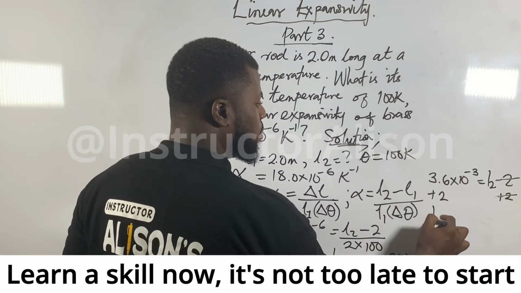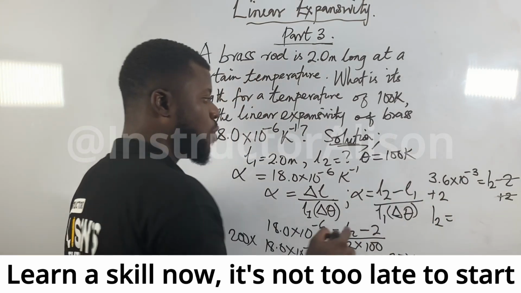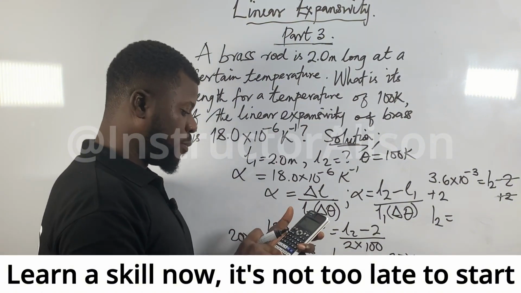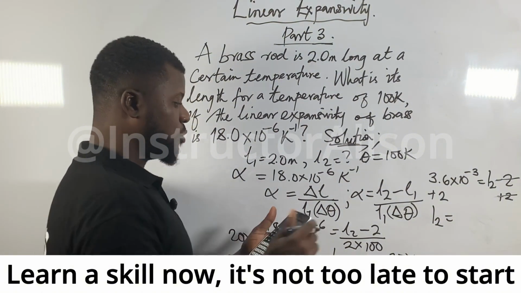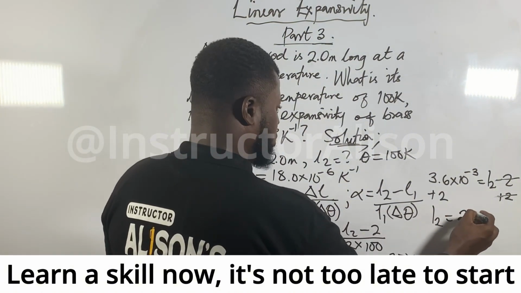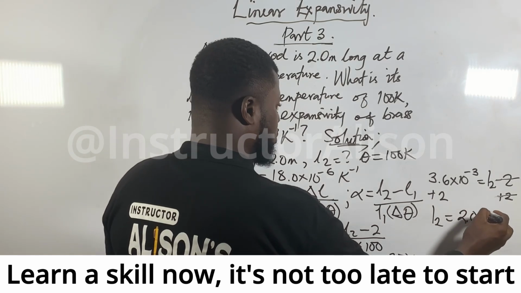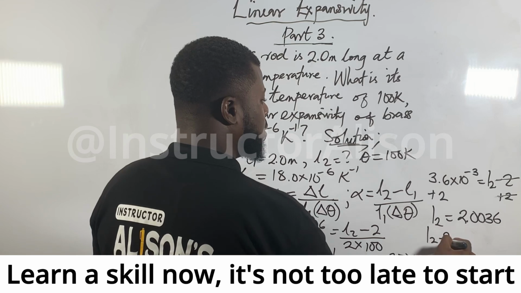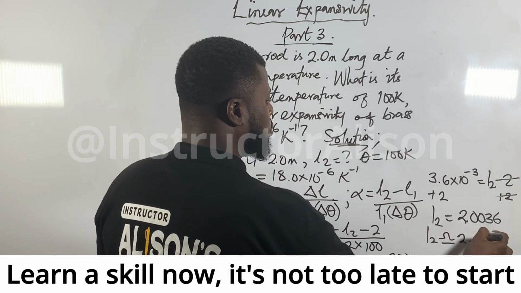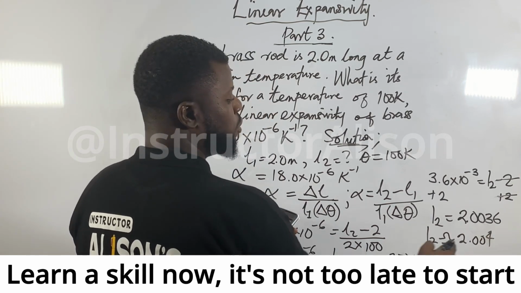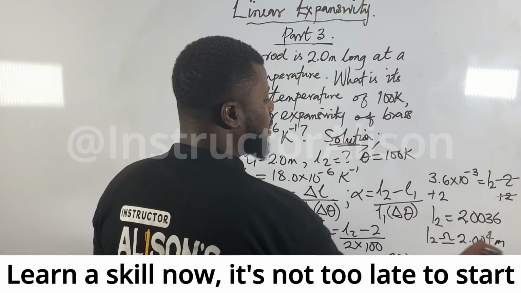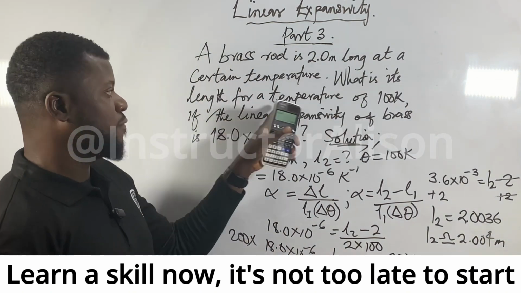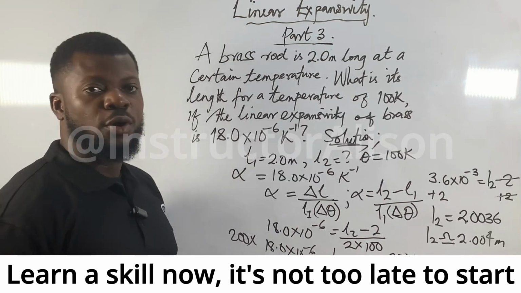So L2 now will be equal to, you can add this answer, we get 3.6 times 10 to the power of -3 plus 2. You can give us 2.0036. If you get L2 approximately to be 2.004, what will be the unit of L2? Meters. L2 na length, so the unit na meter. You don't find the length for this particular temperature will be 100 Kelvin.